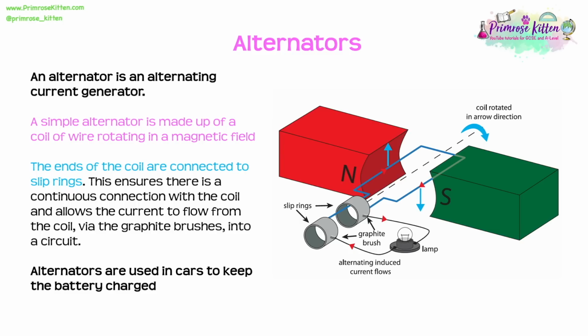Well, here we have an alternator. An alternator is an alternating current generator. A simple alternator is made up of a coil of wire which rotates in a magnetic field, so this could be placed between two magnets.